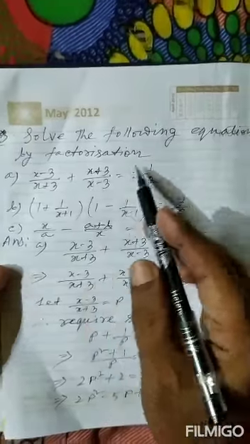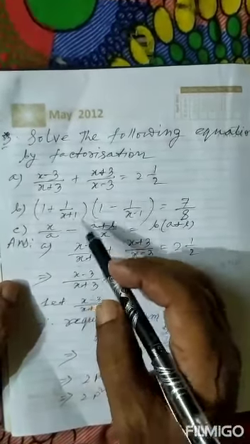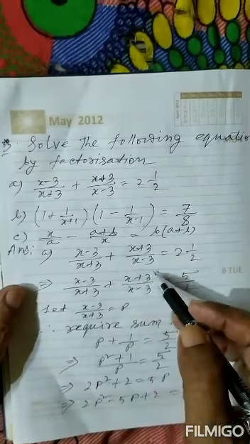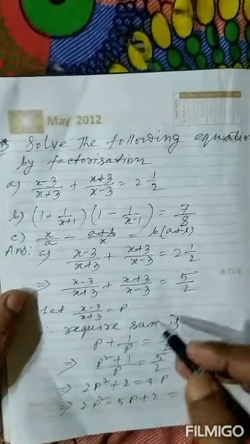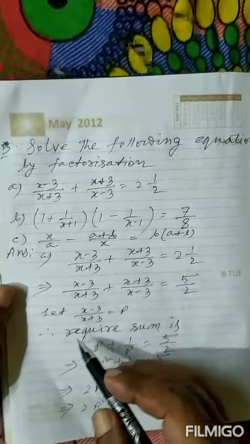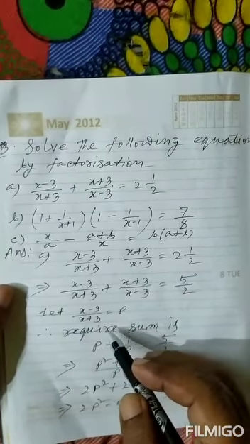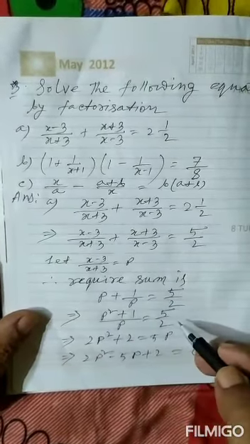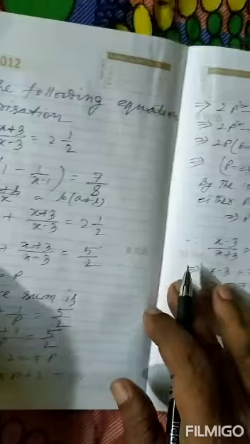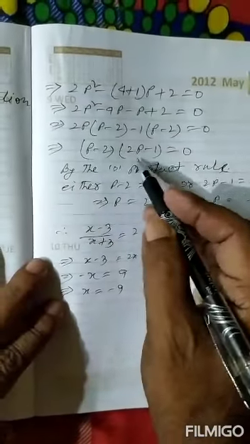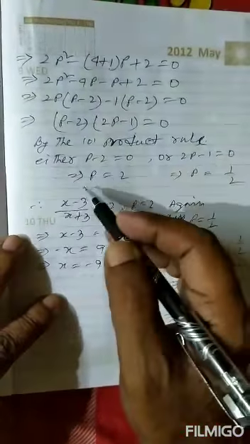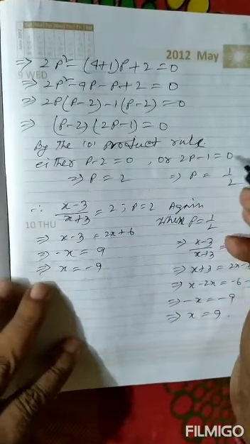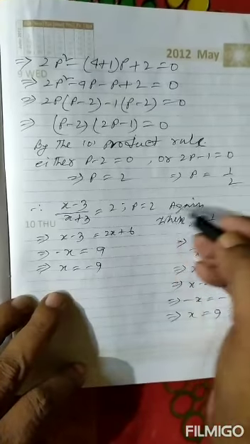Solving the following equations by factorization. Question: x minus 3 by x plus 3 plus x plus 3 by x minus 3 equal to 2 whole 1 by 2. Taking x minus 3 by x plus 3 equal to p, we get the required sum p plus 1 by p equal to 5 by 2. By solving, we get p minus 2 into 2p minus 1 equal to 0. By the zero product rule, either p minus 2 equal to 0 or 2p minus 1 equal to 0. By solving, we get p equal to 2 and p equal to half.